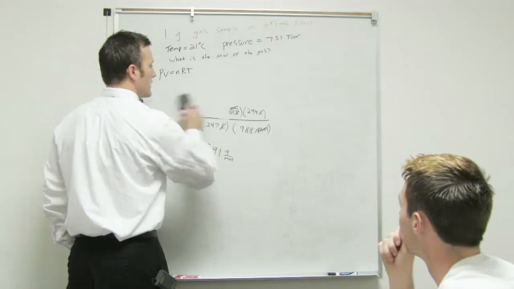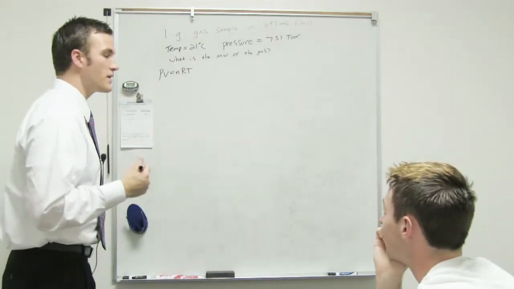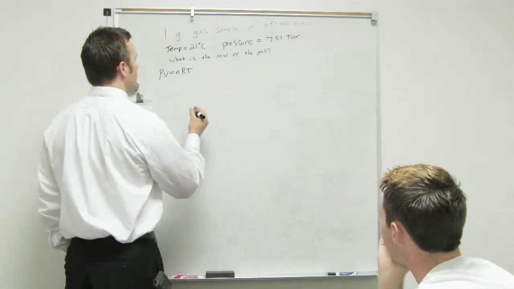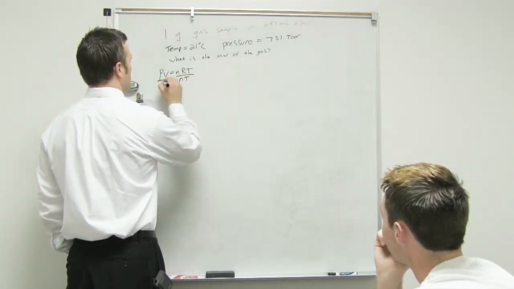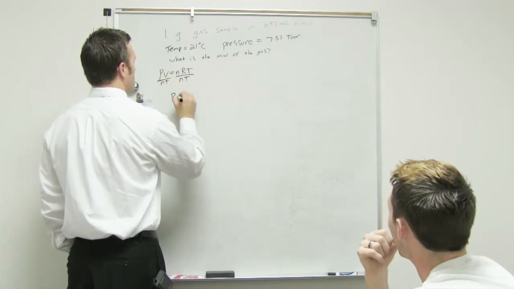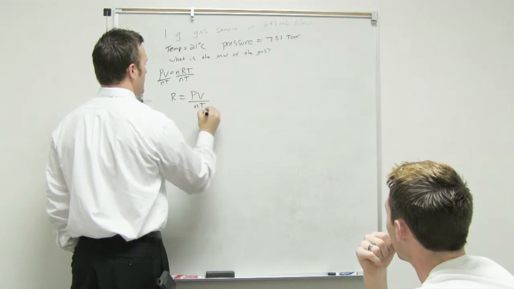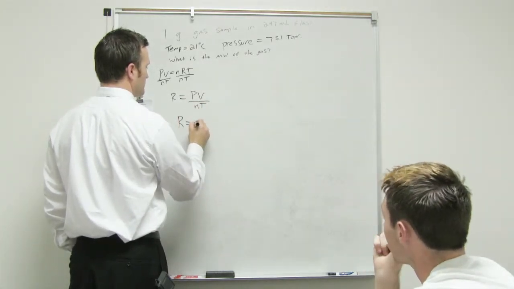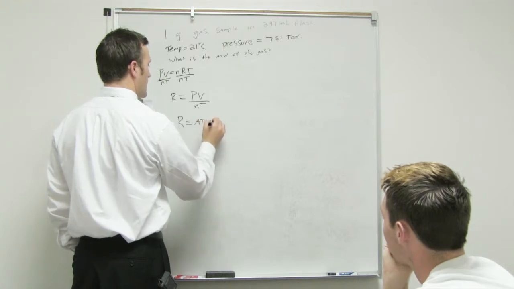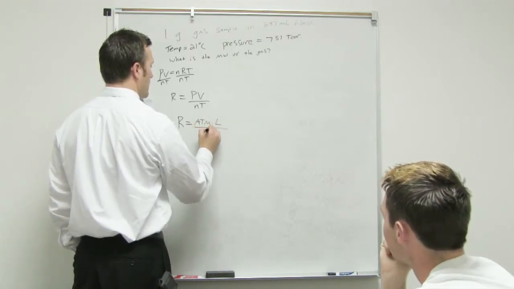So let me erase this really fast. If you remember the number but not the units, you could figure it out. All you'd have to do is divide this side by nT. So R would equal P times V over n times T, right? Okay, so then what are the units of pressure? Pressure is atmosphere times liter over moles times Kelvin.